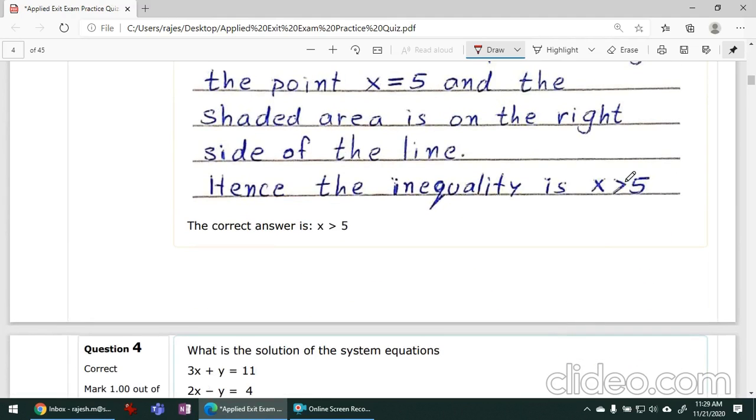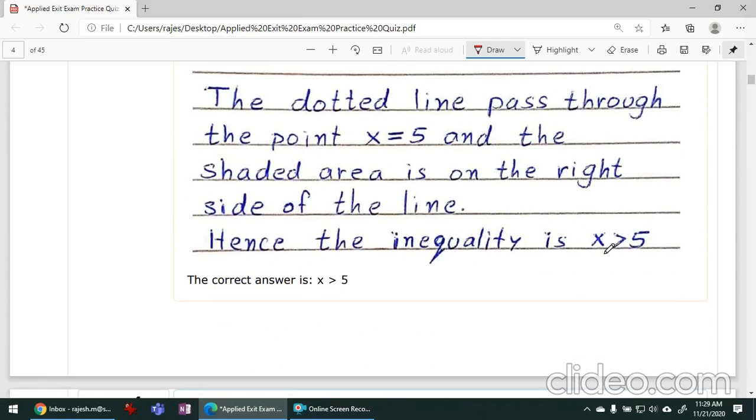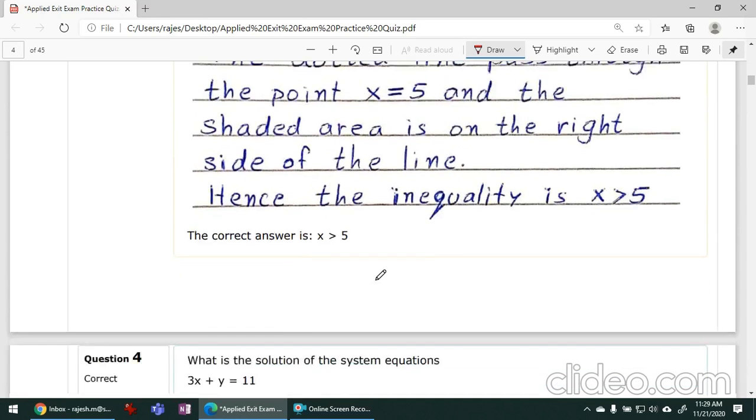Okay, if you have no dotted line, a full line, then you have x more than or equal to 5. But now it is only a dotted line, so x more than 5.